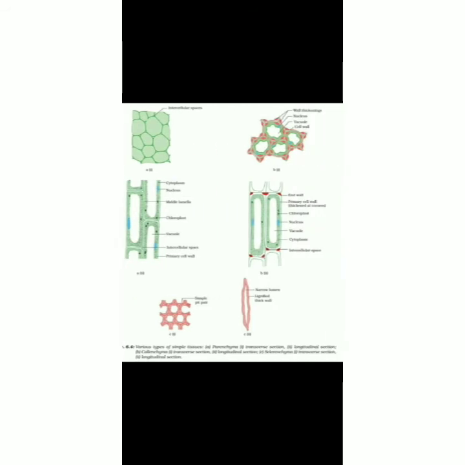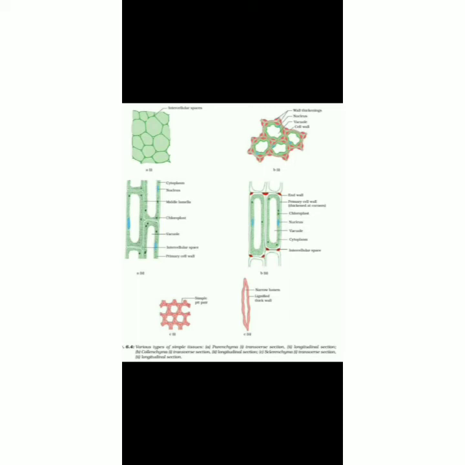In aquatic plants, large air cavities are present that give buoyancy to the plants to help them float. Such a parenchyma is called aerenchyma. So parenchyma is classified into two, chlorenchyma and aerenchyma. The function of parenchyma is to store water, food and nutrients.